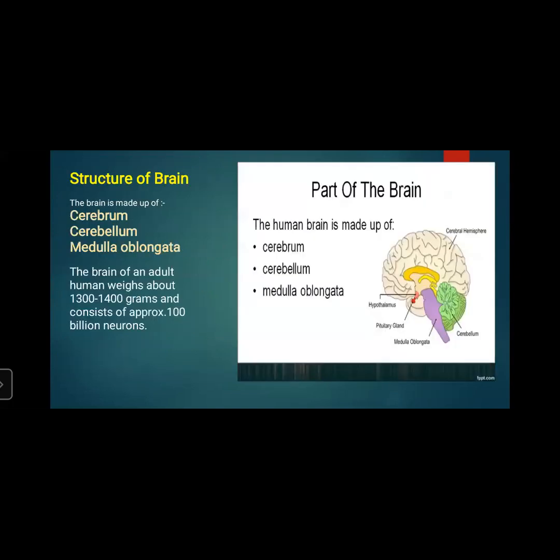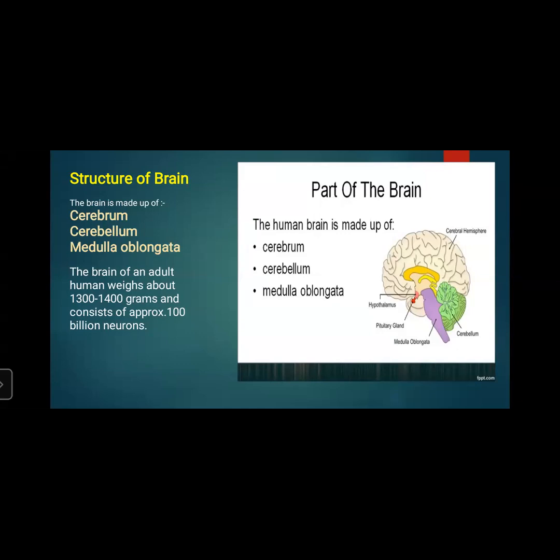Now, the structure of the brain. The brain is made up of the cerebrum, cerebellum, and medulla oblongata. You can see in the picture it is clearly shown: the biggest part is the cerebrum, then the green part is the cerebellum, and the purple part is the medulla oblongata. Let's go further to know more.